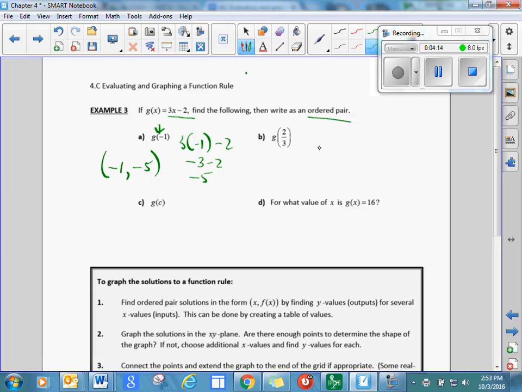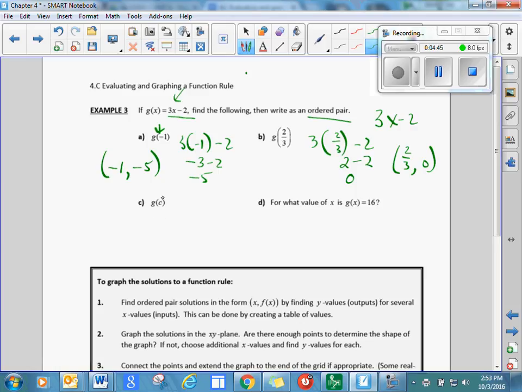Here's a fraction, no biggie. Go back to the original equation. Let me remind you that it's 3x minus 2 from right here. 3 times 2/3 minus 2. So 3 times 2/3 is, the 3's cancel, we get 2 minus 2, and we get 0. So the ordered pair is the input, which is 2/3, and the output, which is 0.